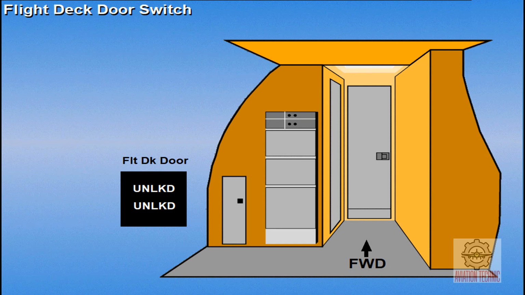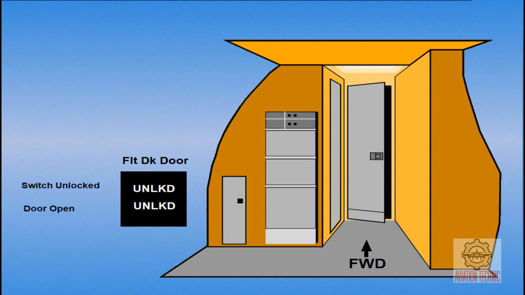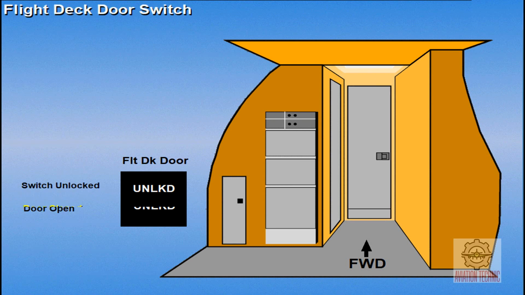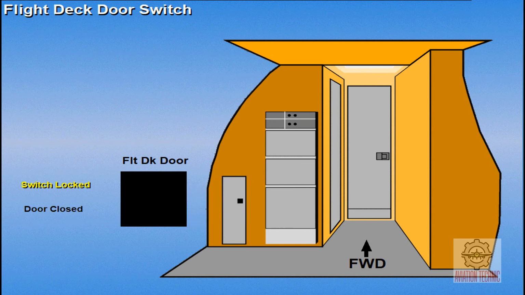The flight deck door switch has 2 unlocked indications. The upper indication appears when the switch is in the unlocked position, and the lower illuminates when the flight deck door is open. When the flight deck door is closed and locked, both lights are extinguished.